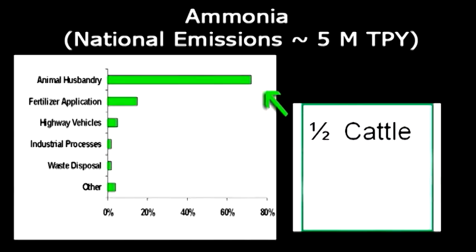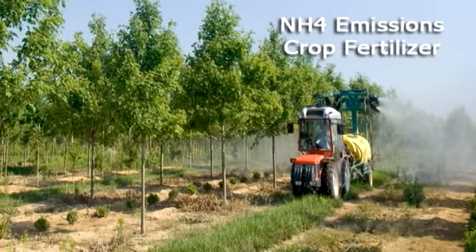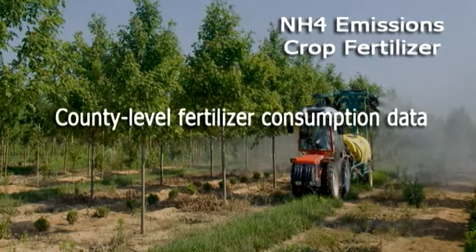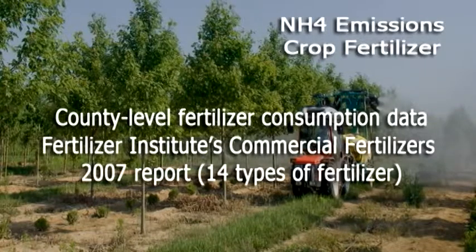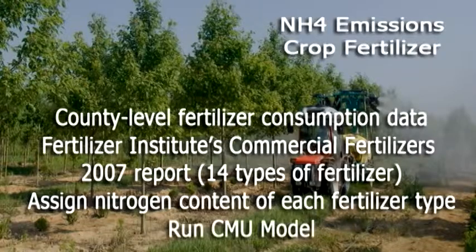Roughly half of animal ammonia emissions are from dairy and beef cattle. The other half is roughly split between hogs and poultry. The NEI also uses the Carnegie Mellon model to estimate ammonia emissions from crop fertilizer application. First, county-level fertilizer consumption data is obtained from the Fertilizer Institute's Commercial Fertilizers 2007 report. 14 types of fertilizer are covered. Then, the nitrogen content of each fertilizer type is assigned, and finally, the CMU model is run.